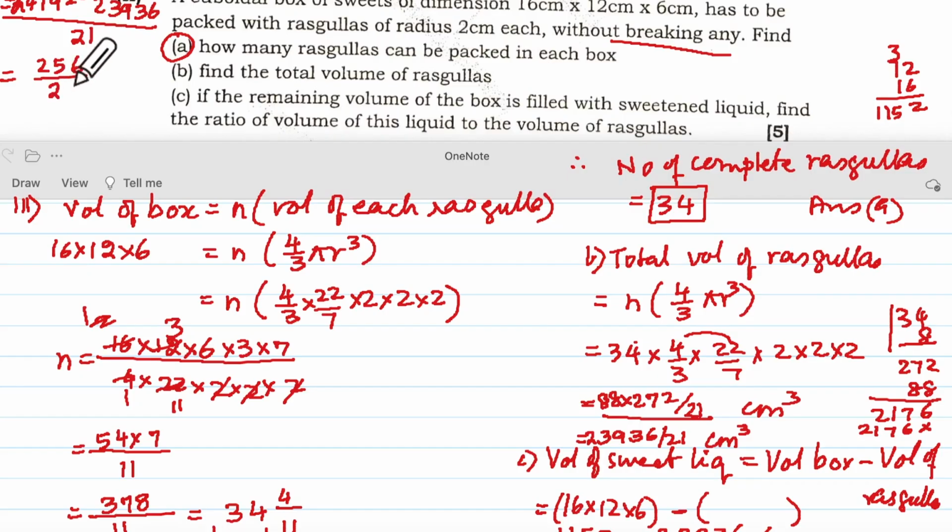I'm having a little problem focusing on this. Are you getting 256? All of you are getting this?